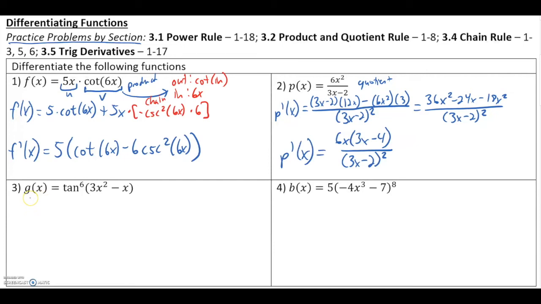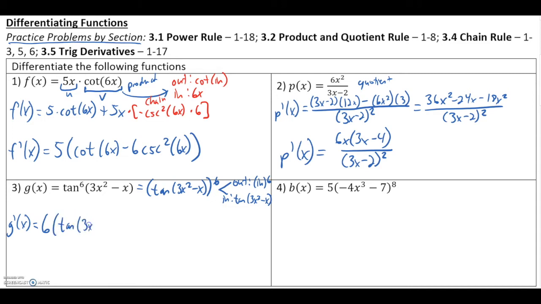On to problem 3. g of x equals tangent to the 6th power of 3x squared minus x. And recall from class, these are the kinds that we want to rewrite just to make sure there's no confusion. This is that entire tangent function raised to the 6th power, which means we have to be thinking chain rule, with an outer function being the inside to the 6th power, and the inside being tangent of 3x squared minus x.